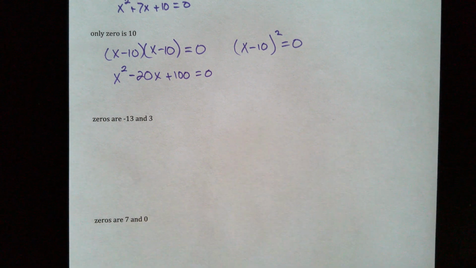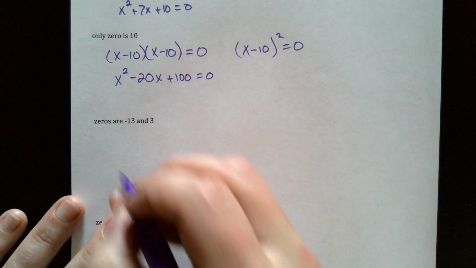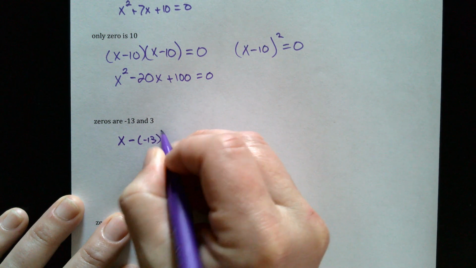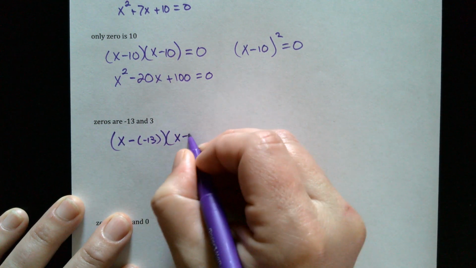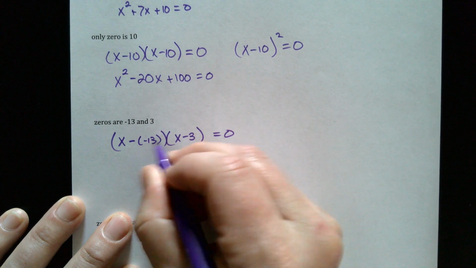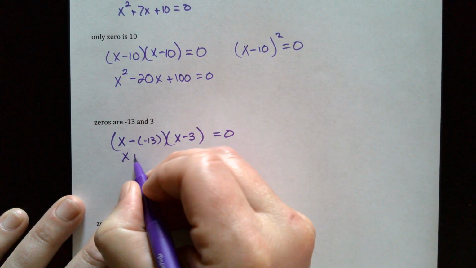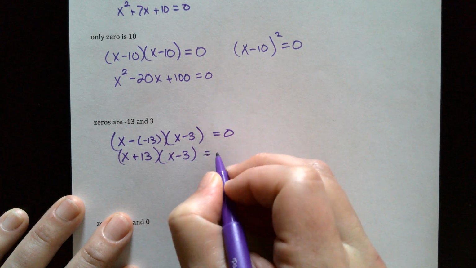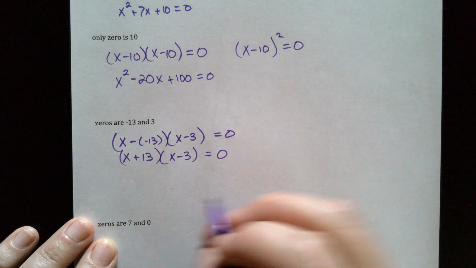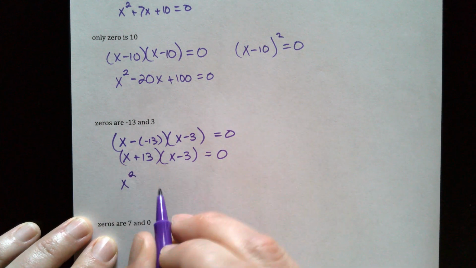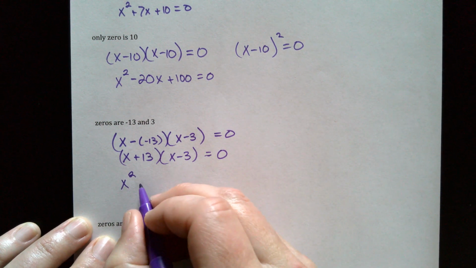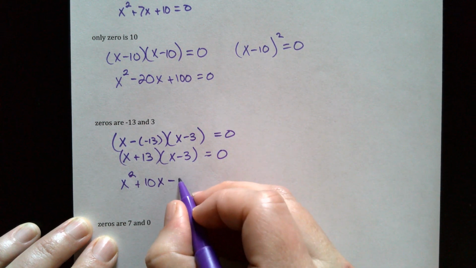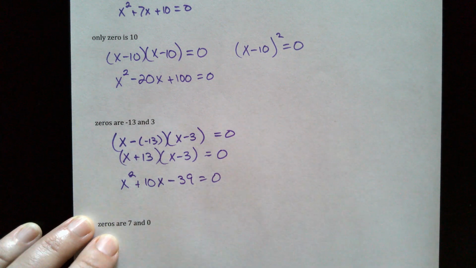Okay, let's look at the next one. So our zeros are -13 and 3. So it would be x minus a -13 and then x minus 3. Okay, let's clean that first one up with a double negative there. So that will be x plus 13 and x minus 3. And that problem is complete. But if you did want to multiply it out, it would be x squared. And then it would be 10x. And then that last one would be -39 equals 0.